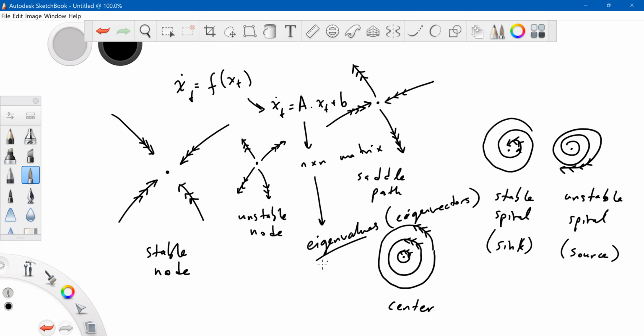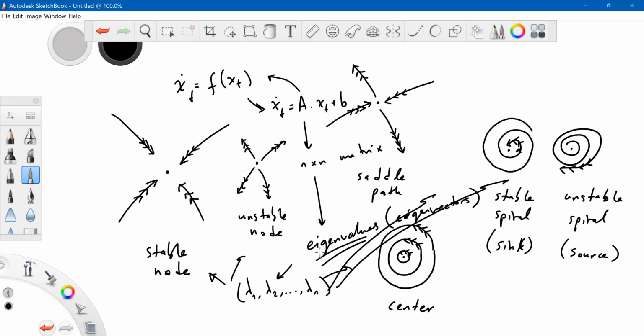But we're going to look at the values. They will be lambda 1, lambda 2, dot dot dot, lambda n. These values, of course, will depend on the parameters of A, and these parameters of A will depend on the derivatives of f. Whether or not these eigenvalues are real, whether or not these are positive or negative, will tell me exactly which one is the case.